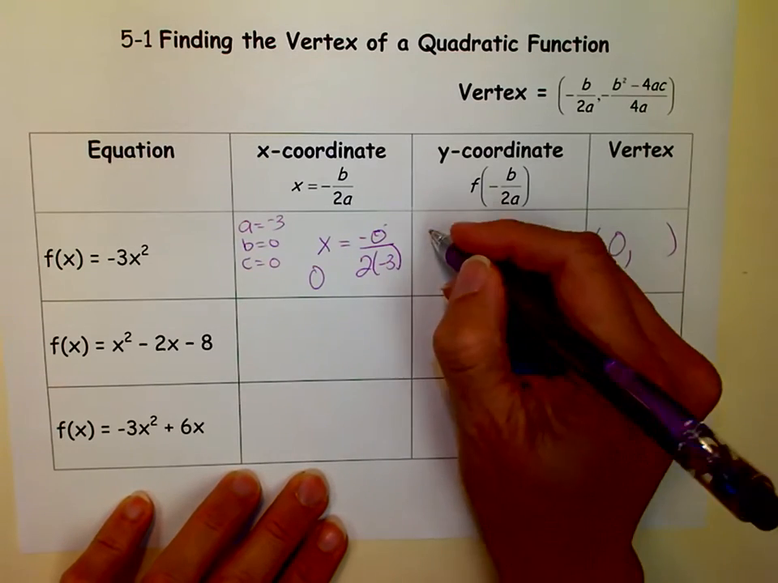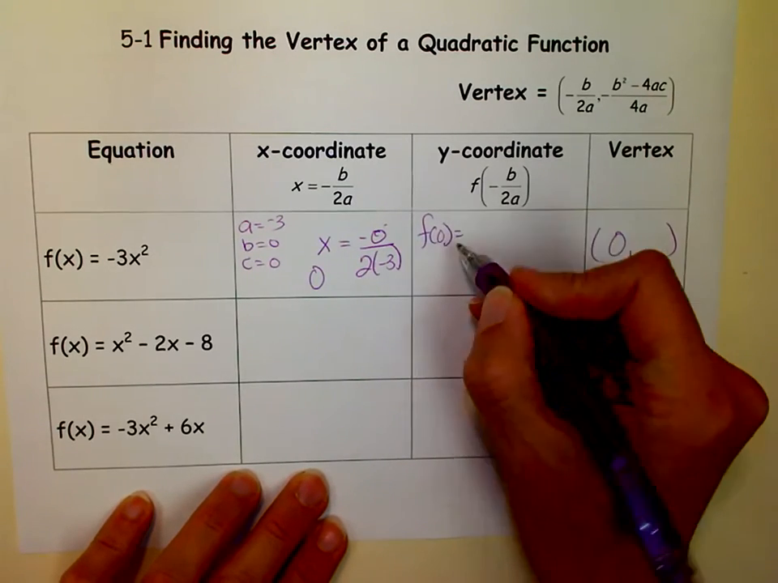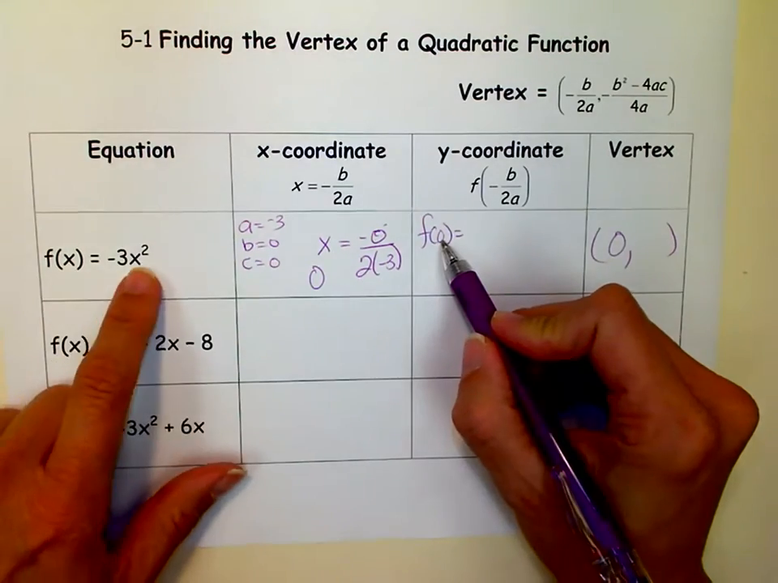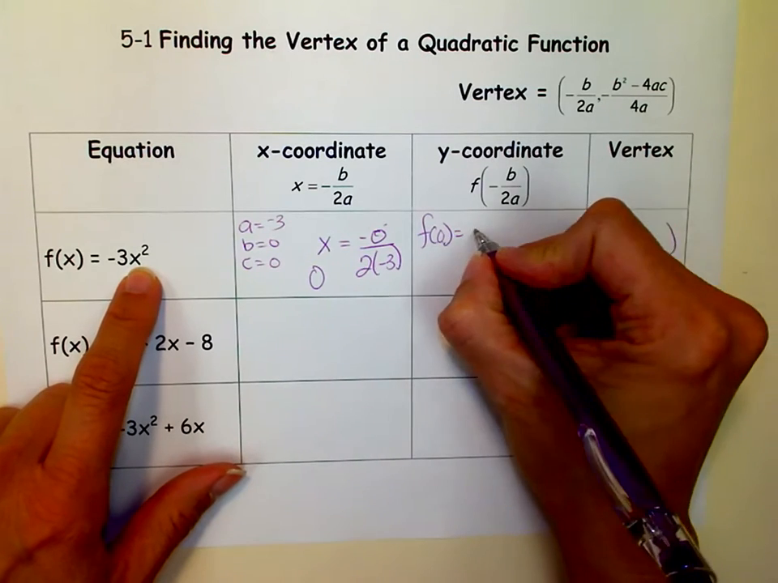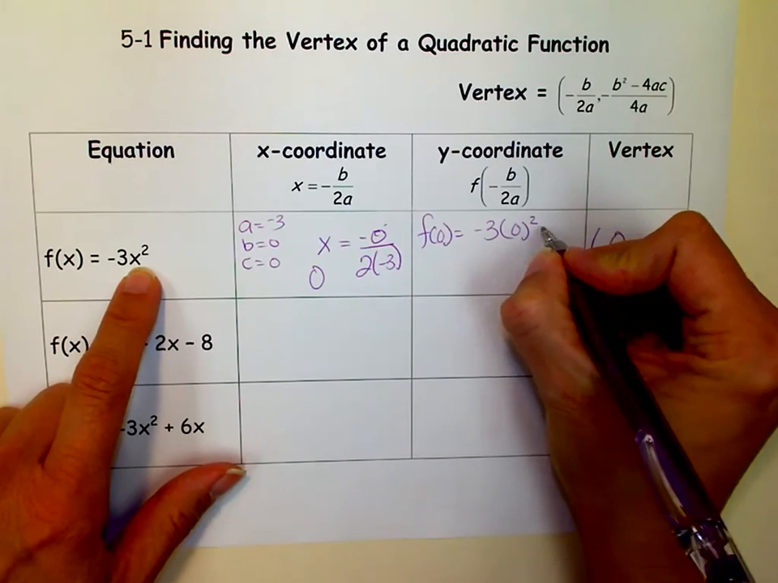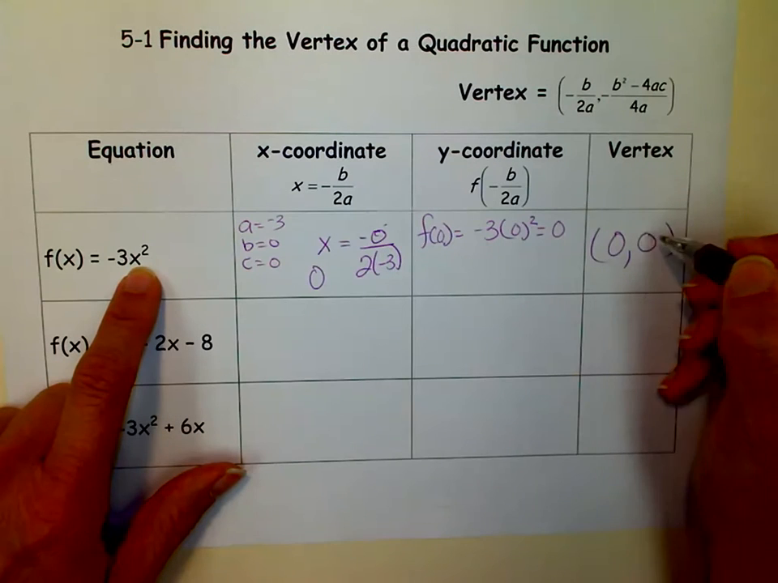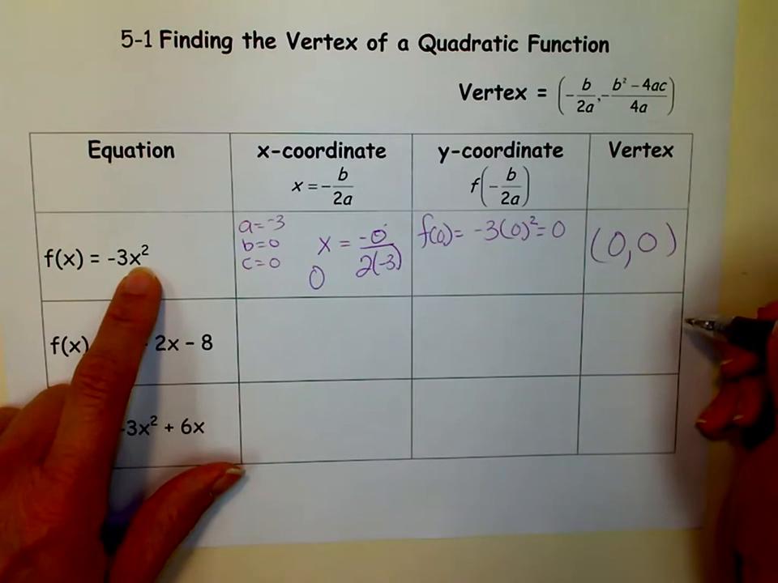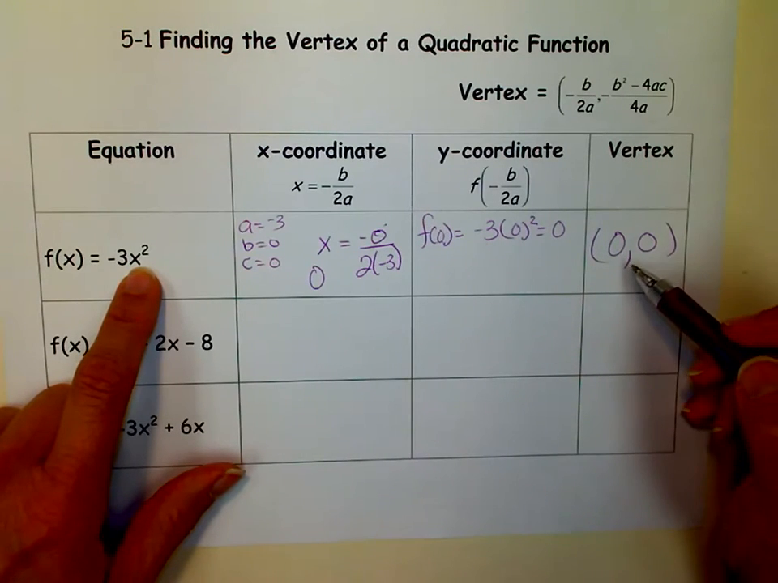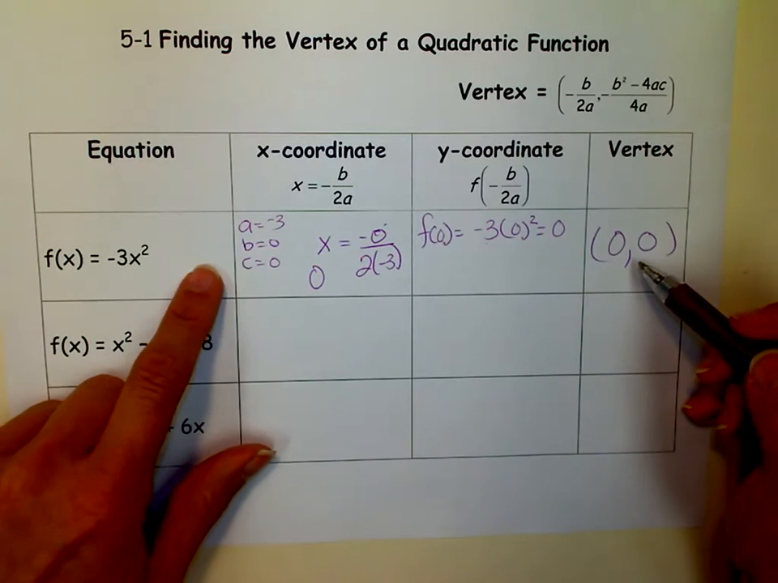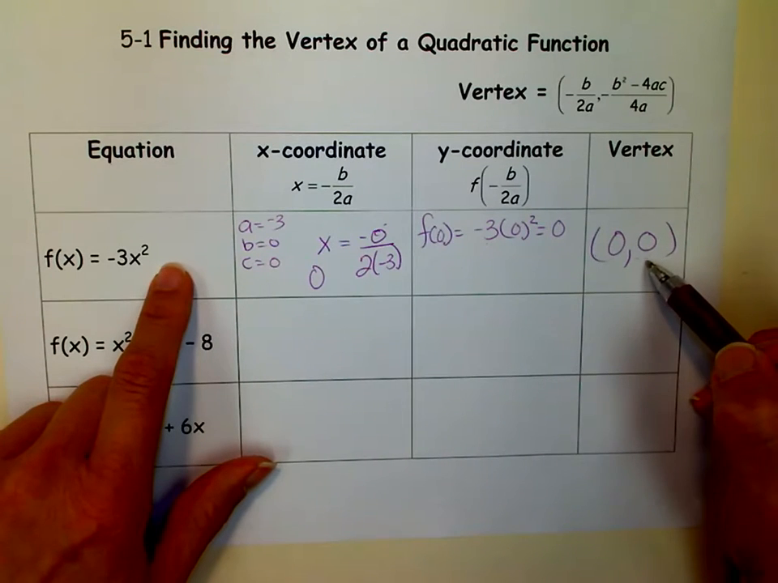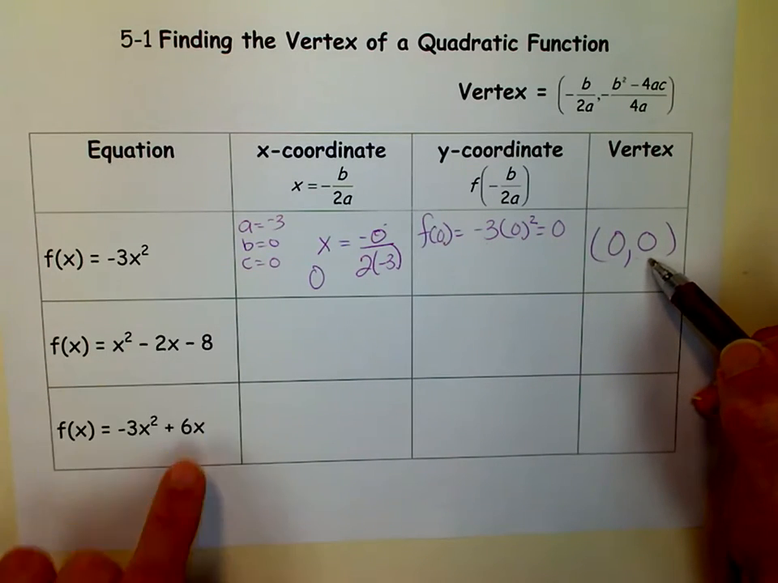So what I do over here is I find f of 0. That means I go back to f of x, and everywhere I see an x I put a 0. So I get negative 3 times 0 squared, and 0 squared is 0, times negative 3 is 0. So in this one, my y-coordinate is also 0. And if you ever get a quadratic equation where b and c are gone, you're always going to get 0, 0 as your vertex.